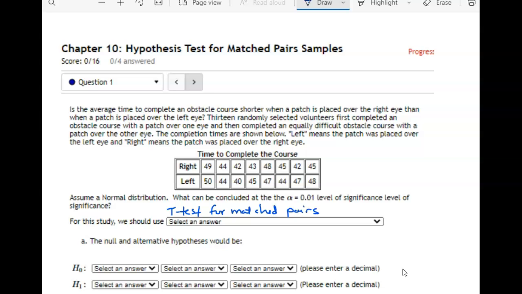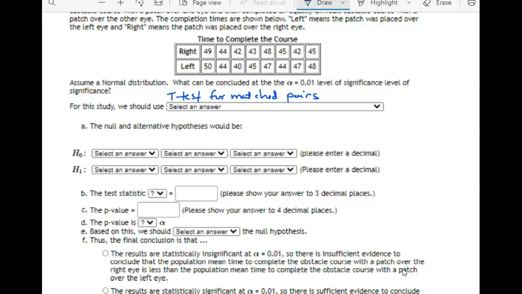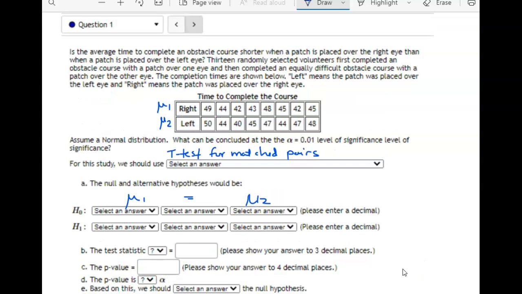Okay, so the null and alternate hypotheses: the null is that the mean times are equal for the two groups. So mu1 is the right and mu2 is the left; group 1 is the right eye, mu2 is the left eye, right? And the alternate: we are trying to see if the average time to complete the obstacle course is shorter when the patch is placed over the right eye. So we want mu1 to be less than mu2. The right group has a smaller mean, so a shorter time than the left group.